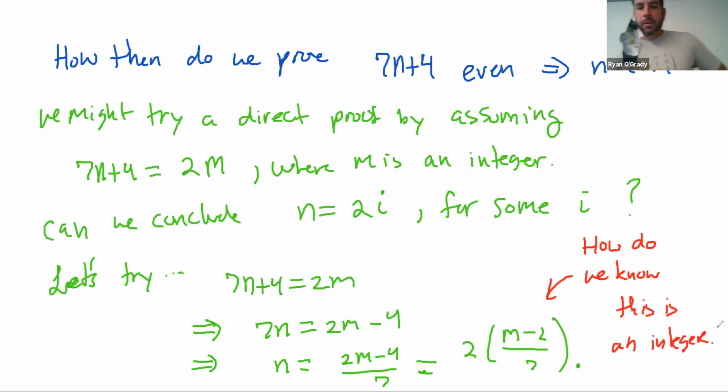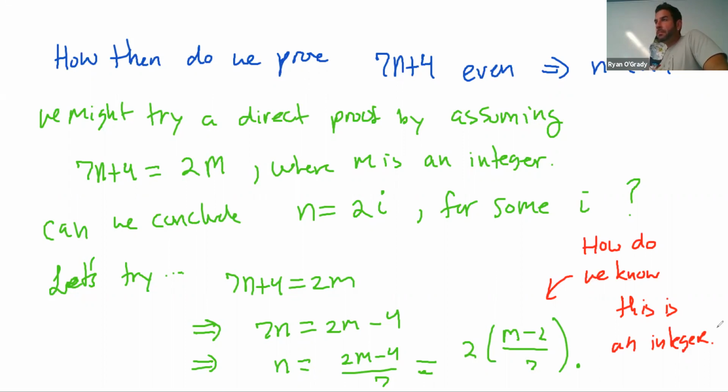I mean, if I just take some number m, m minus 2 over 7 isn't an integer. Do you understand the dilemma we're in here? Using this direct algebraic reasoning like we've done today and last week isn't helping us here. How do we conclude that m minus 2 over 7 is in fact an integer? It's not at all obvious.